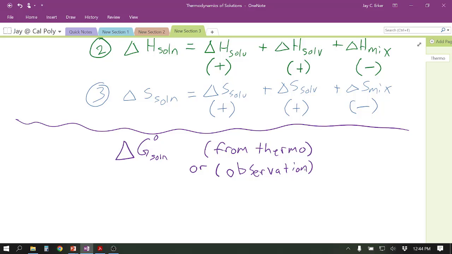So there's all these different cases where we can have experimental observation, and we can say something about what's happening with the solute, solvent, the mix, the delta H, the delta S, in those particular cases. And the part that helps us do that is having that experimental observation of delta G.